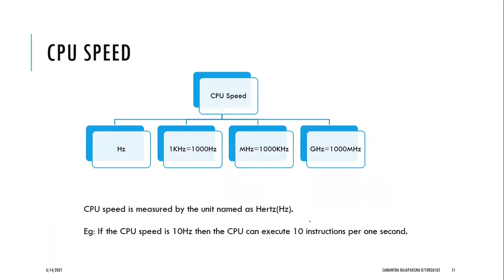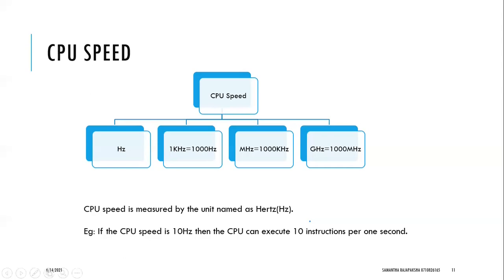And again, CPU speed. Remember, CPU speed is measured by a unit called hertz. 1 kilohertz means 1000 hertz. 1 megahertz means 1000 kilohertz. 1 gigahertz means 1000 megahertz. Now, what is the meaning of this hertz unit? CPU speed is measured based on how many instructions are executed per second. That is, in 1 second, how many instructions can be executed, which measures the speed of the CPU.